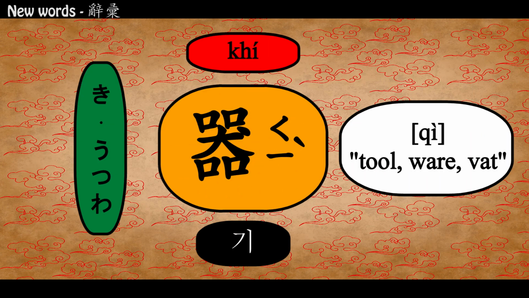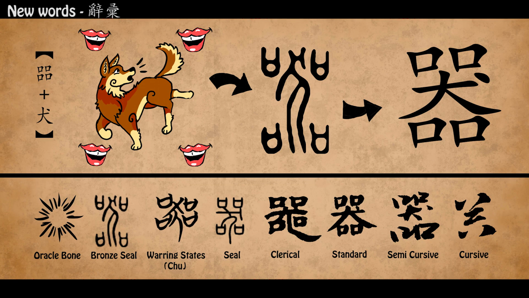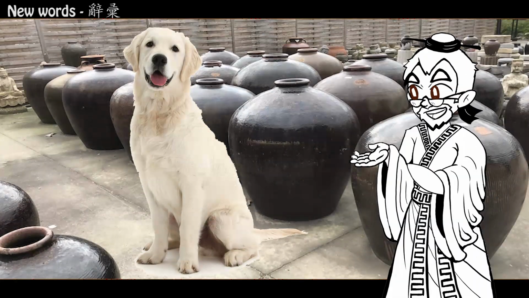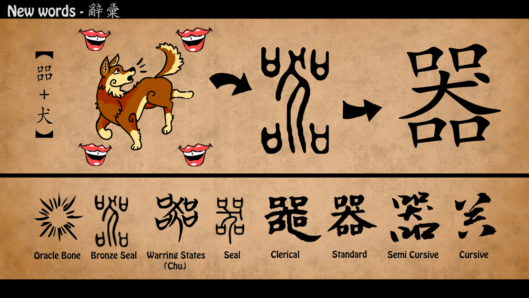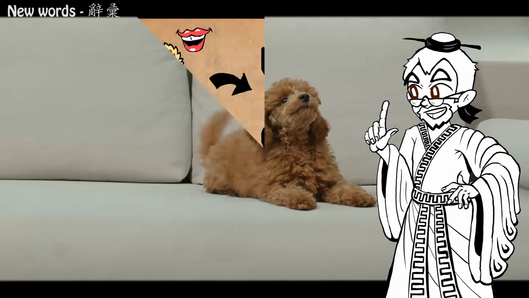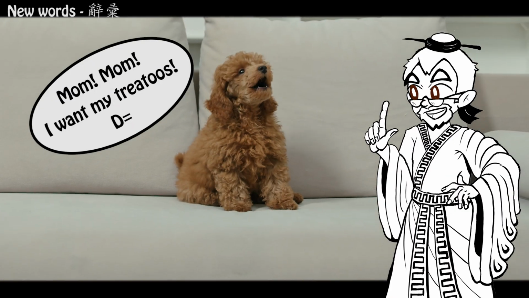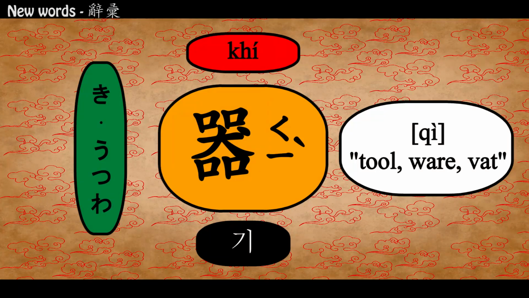Qi, tool, ware, vat. From 4 ko, mouths, with quan, dog, hound between them. The old telling is that vats for storing food often had a doggo warding them against rats and thieves. Another more recent telling put forward by Zhu Fangpu is that the word qi once meant to bark. One dog making the noise of 4 mouths equals very, very loud. And that character was later borrowed for the same sounding word meaning vat, ware, tool.